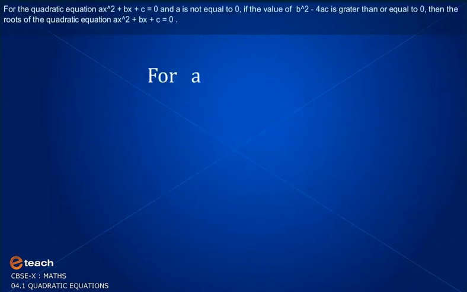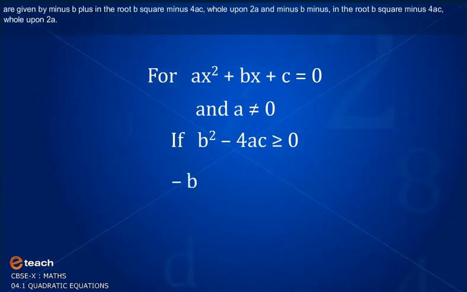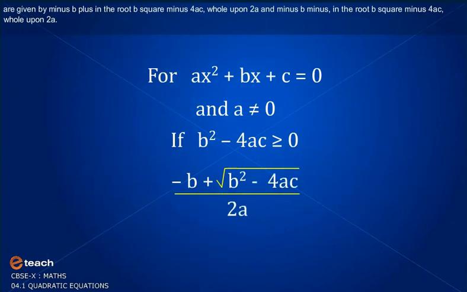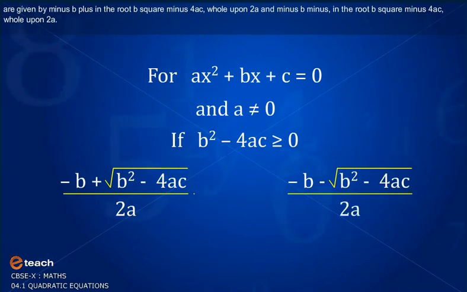Quadratic formula. For the quadratic equation ax square plus bx plus c is equal to 0 and a is not equal to 0, if the value of b square minus 4ac is greater than or equal to 0, then the roots of the quadratic equation ax square plus bx plus c is equal to 0 are given by minus b plus under root b square minus 4ac whole upon 2a, and minus b minus under root b square minus 4ac whole upon 2a.